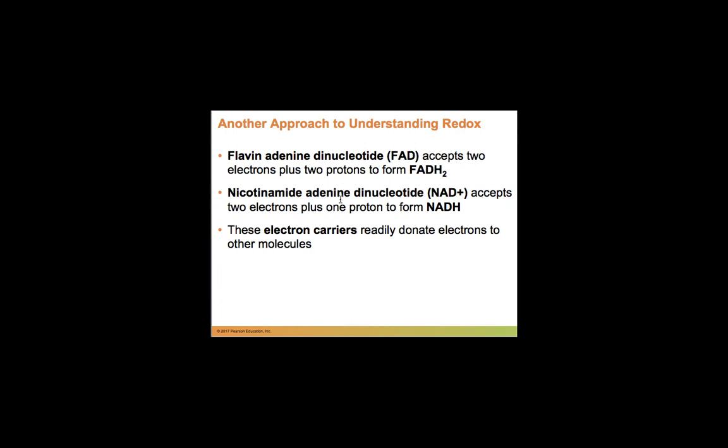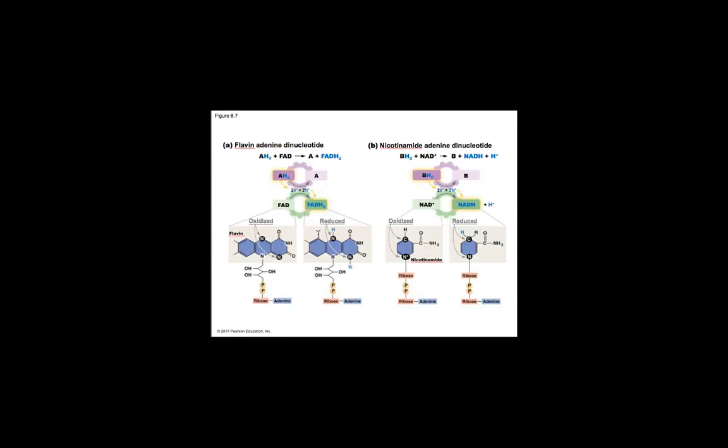Another electron acceptor is nicotinamide adenine dinucleotide, or NAD+. Once again, it's going to accept 2 electrons, and also 1 proton to form NADH. Our FADH2 and NADH are going to be our electron carriers. Why are they electron carriers? They're readily accepting and readily donating electrons to other molecules.